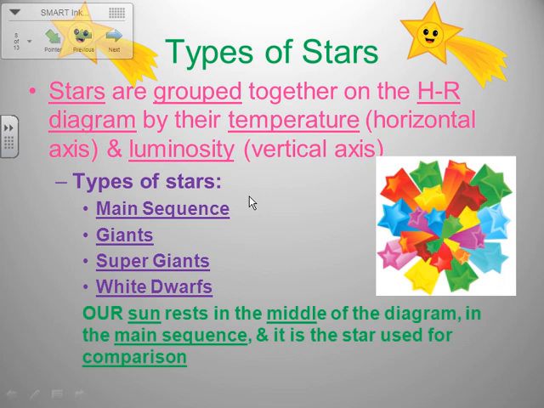Okay, some categories or types of stars are main sequence, giants, supergiants, and white dwarfs. And our sun rests in the middle of the diagram, which would be a main sequence star, and it's the star that everything else is compared to.